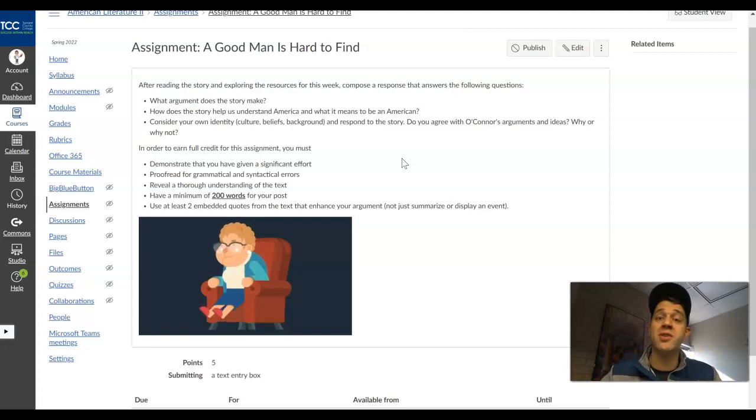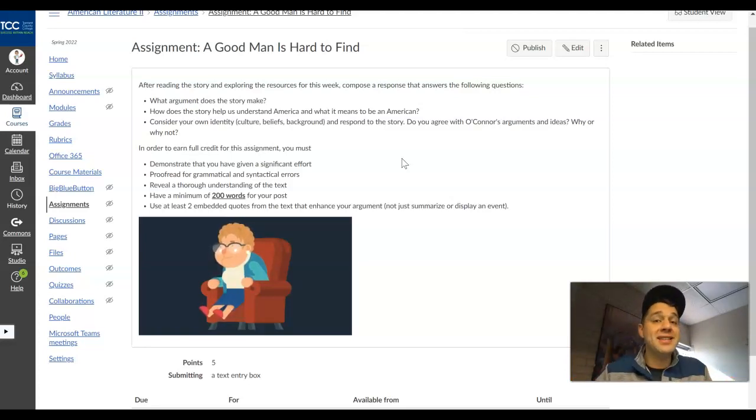You also need to make sure that you're proofreading for grammatical and syntactical errors. I get tons of questions about grammar. I know grammar can be stressful. Take a deep breath. I want to assure you, I'm not looking for grammatical errors. I'm looking for the content of what you're saying. As long as I'm getting the content, I'm happy.